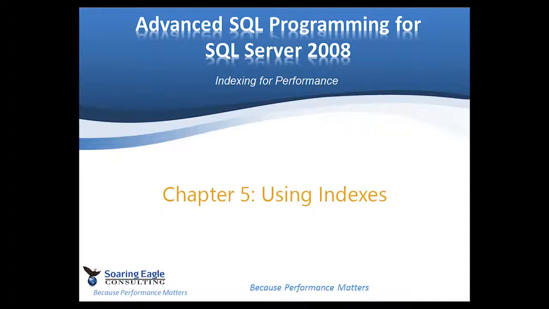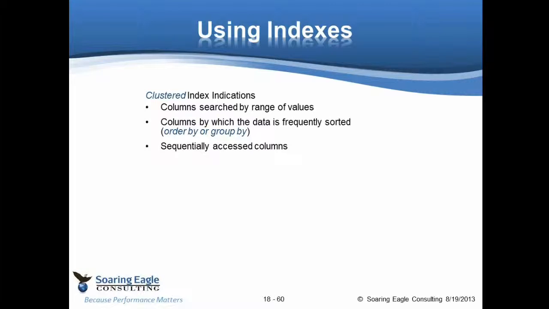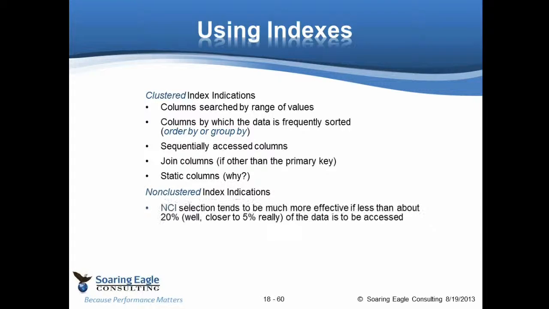Displaying query plans. So clustered index indications: ranges of values, group bys, order bys, sequentially accessed columns, join columns. I love changing join columns to clustered indexes. Static columns, because if the clustered index changes and the row is caused to move, well, that means all the ancillary non-clustered indexes have to change.